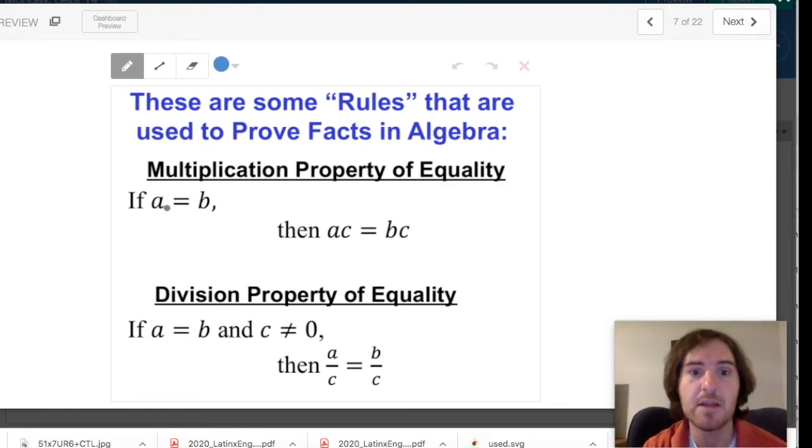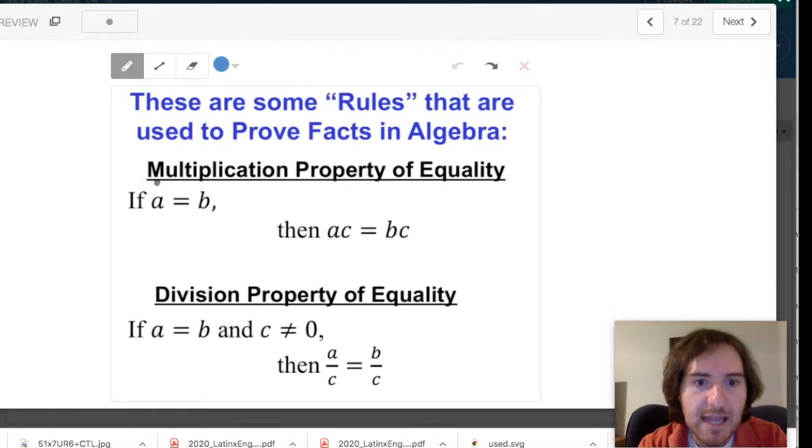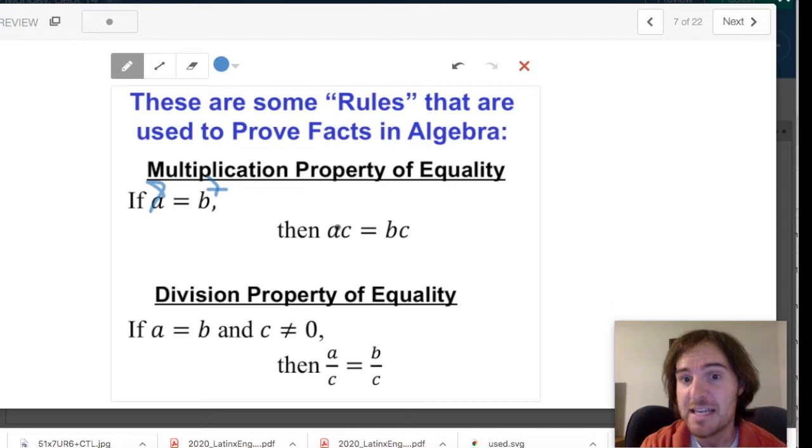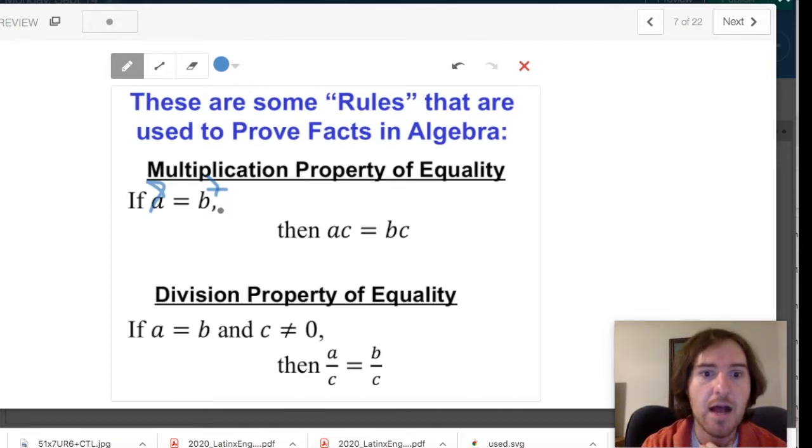So here we have a statement. Let's let A be 7, and let's let B be 7. A equals B, they're both 7 here. And then if I have C, which is another variable, it would represent some unknown constant. If I multiply the left side by C and the right side by C, I would get a true statement right here.